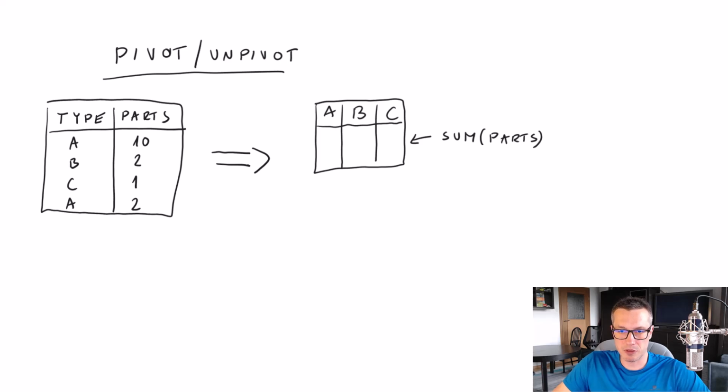So in our case it will look like this. For A we would simply sum this and this value, so it would be 12. For B it would be 2, for C it would be 1. And the way to do this using T-SQL queries is simply to use a pivot statement.